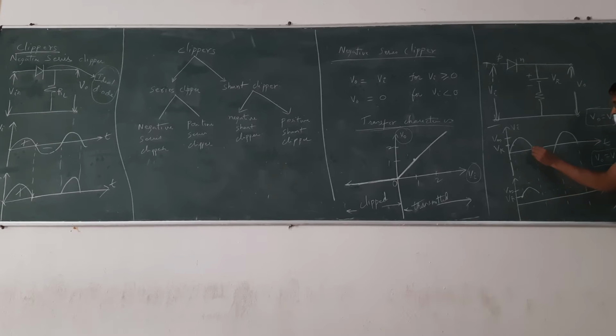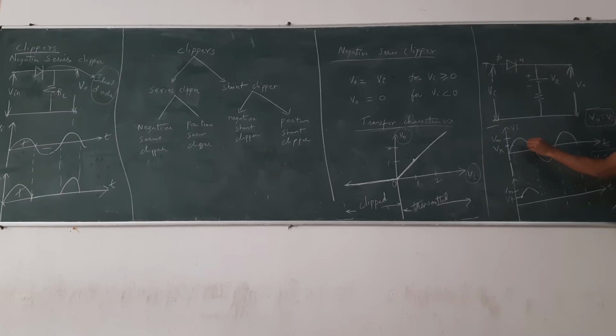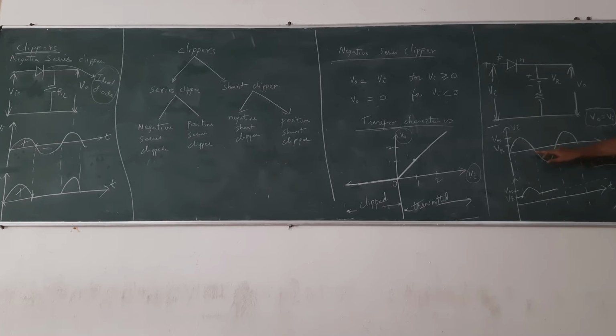Now again here, this point, input is going below Vr. Less than Vr. So V naught is Vr. V naught will remain constant at Vr because input is now less than Vr. So on.